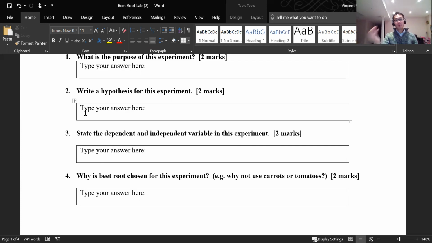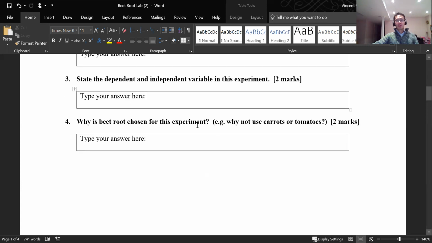Where people lose marks is if you say changing the temperature will affect the permeability. That is not specific. How does it affect it? Does it increase it? Does it decrease it? What's the effect? You have to make that explicit prediction. The dependent variable is going to be the color pigment, the intensity of the color. You can also say the percent absorbance, whereas the independent variable would be the temperature.